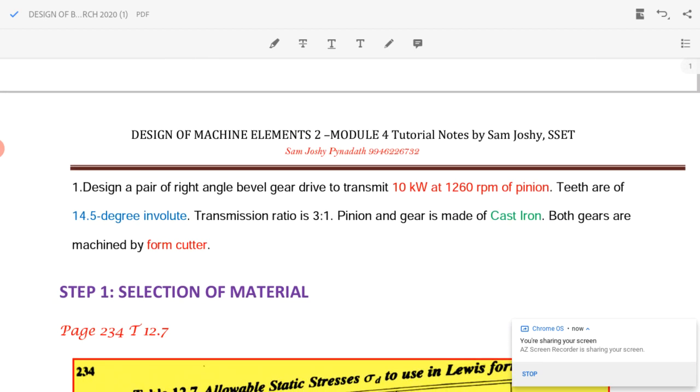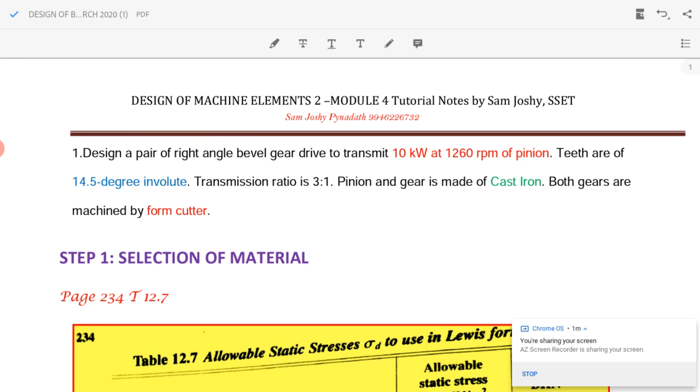Design a pair of right angle bevel gears, that is called mitre gears, to transmit 10 kilowatts at 1260 rpm of the pinion. Teeth are of 14.5 degree involute, transmission ratio is 3:1, and both pinion and gear are made of cast iron, and they are made by form cutter.